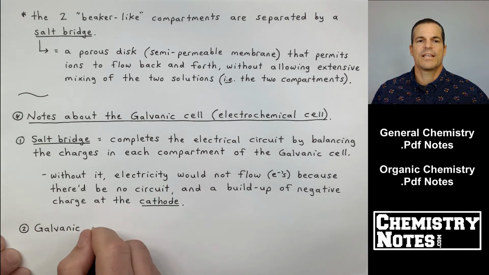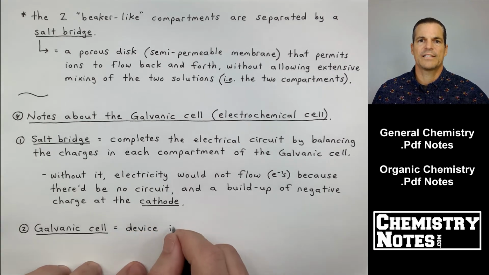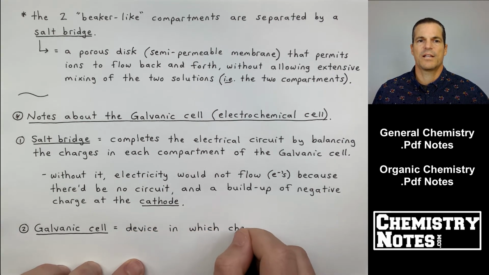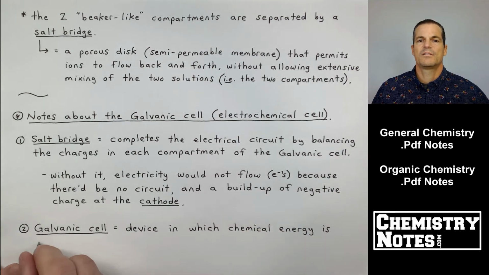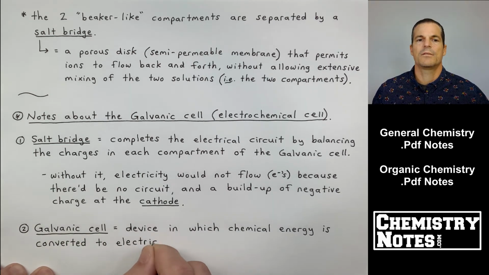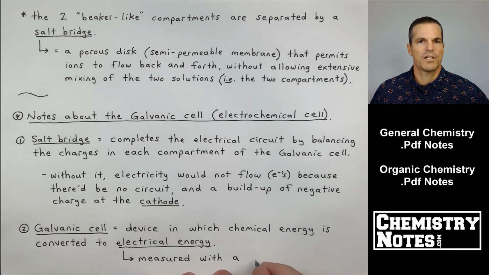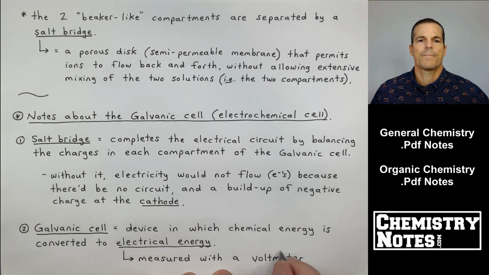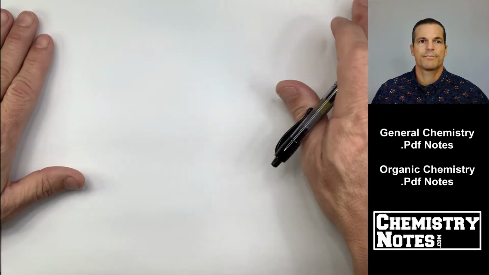All right, finally, number 2 is galvanic cell. And I believe I mentioned this quickly on the last page of notes. I want to write it down here again under our notes about the galvanic cell. Galvanic cell: this is a device in which chemical energy from a spontaneous redox reaction is converted to electrical energy. Electrical energy, we haven't said yet how that's measured. It's measured with something called a voltmeter. So that would just tell you how many volts of electricity you are generating.